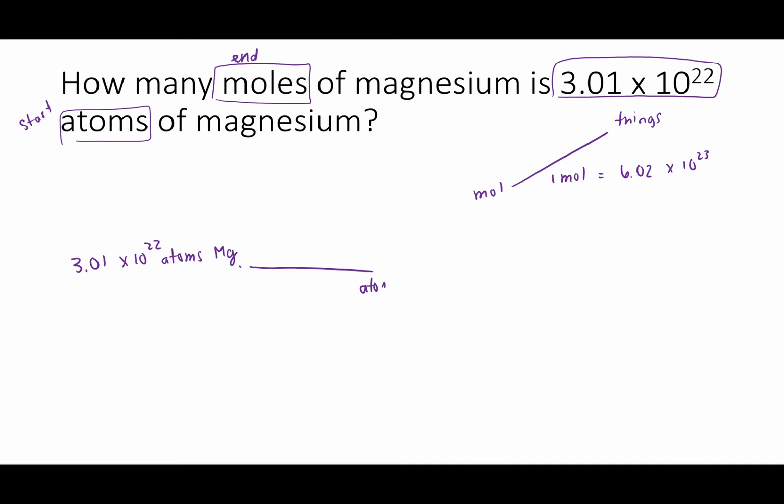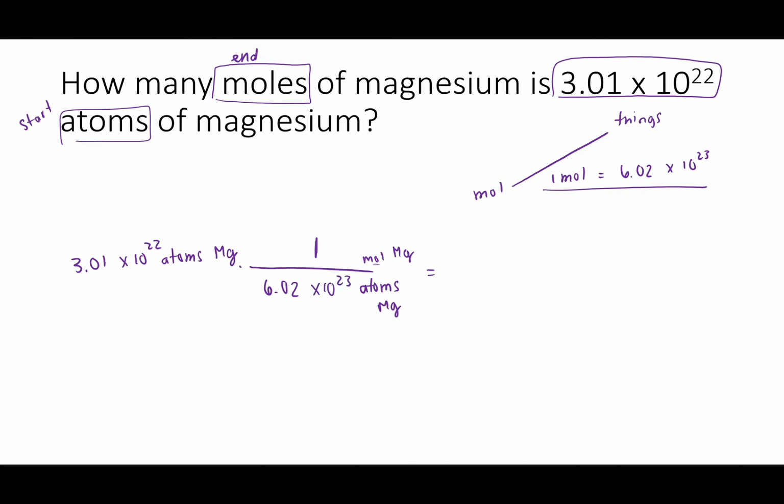So atoms of magnesium goes to the bottom. And because I have a direct relationship, I can go from things to moles, and I can convert directly to moles of Mg on top. So now, when it comes to filling in my conversion factor, this is where I'm looking. 1 mole is equal to 6.02 times 10 to the 23rd. Well, here's the word mole, so a 1 is going to go next to it. 1 mole is equal to 6.02 times 10 to the 23rd atoms.